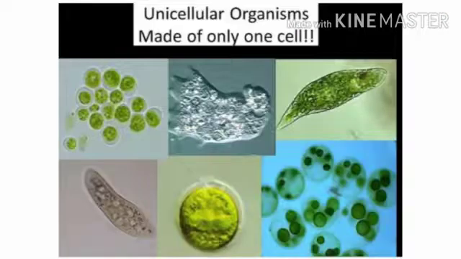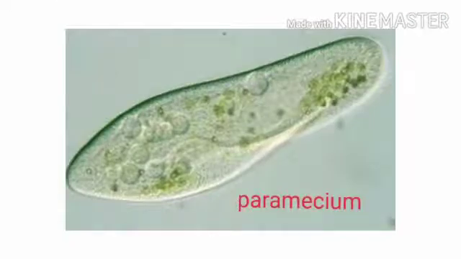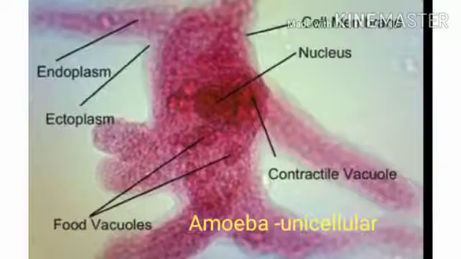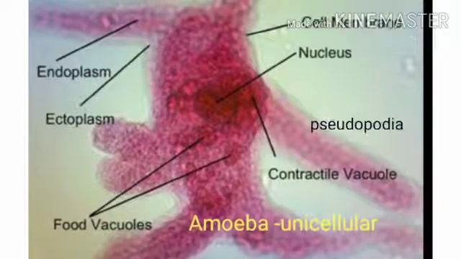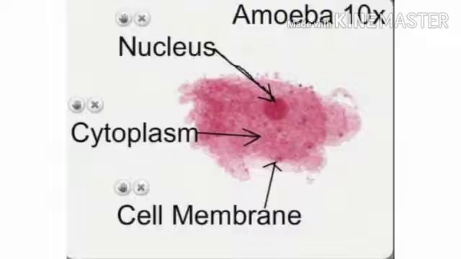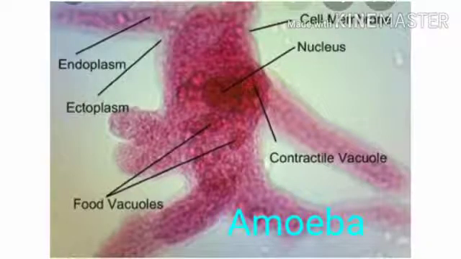Then when we studied unicellular organisms like amoeba, the body is irregular in shape, has finger-like pseudopodia. We observe cytoplasm dense, colorless, transparent, containing a single nucleus and contractile vacuole, with many small food vacuoles seen in amoeba.